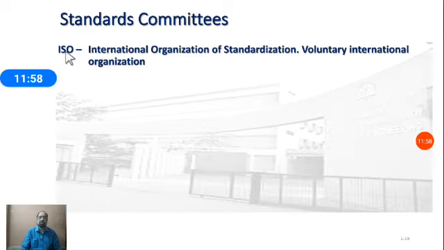Then what are the standard committees? ISO. Most of the students make a mistake in this case. They define it in a different way, but remember ISO is the International Organization for Standardization. Most of the students make the mistake here, saying international standardization organization. It is not like this; it is International Organization for Standardization. It is a voluntary international organization.